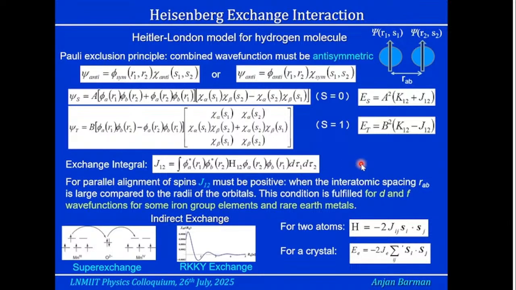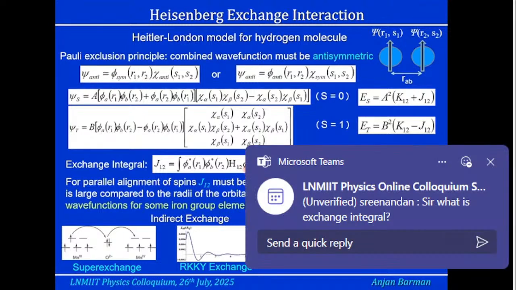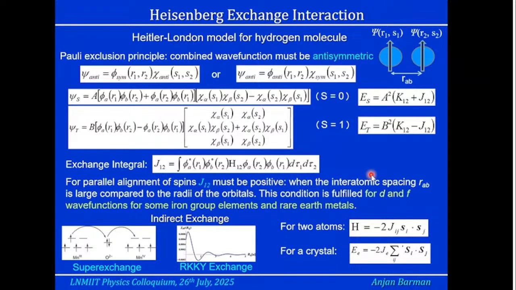So now you can understand that for a ferromagnet, you have a parallel alignment and J12 is positive, the exchange is positive, whereas in an antiferromagnet, spins are anti-parallel, so this is negative.